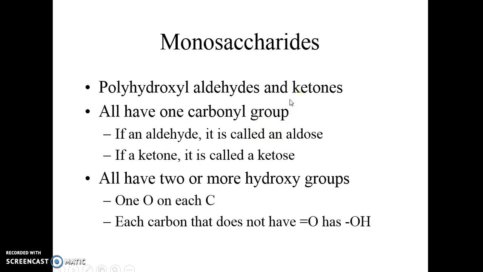All of the monosaccharides have either an aldehyde or a ketone functional group. So there's 1 carbonyl group on every monosaccharide, and it's either an aldehyde or a ketone. If it's an aldehyde, we call it an aldose. If it's a ketone, we call it a ketose. Then every other carbon in that molecule has a hydroxyl group attached to it. So every carbon has an oxygen attached; it's just that one of them has an oxygen attached by a double bond, and the rest are single alcohol groups.